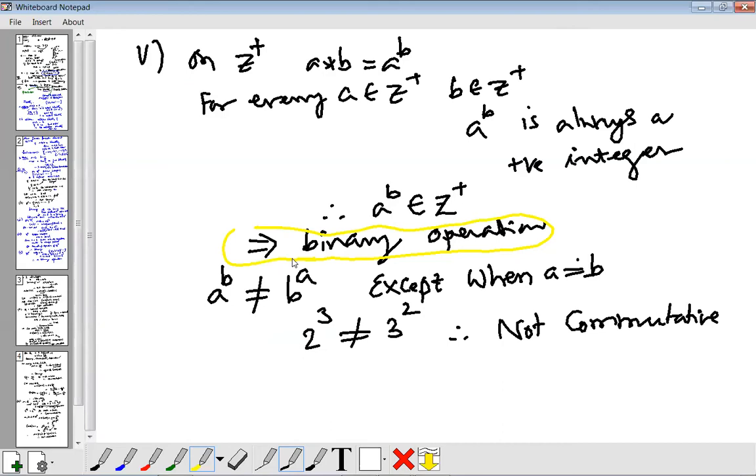Okay, 1.4. We are doing the fifth one, right? Neither commutative nor associative, sir. That's all the answer given. Okay, which means it's binary. Definitely binary. Not commutative. Now let us check for associativity.